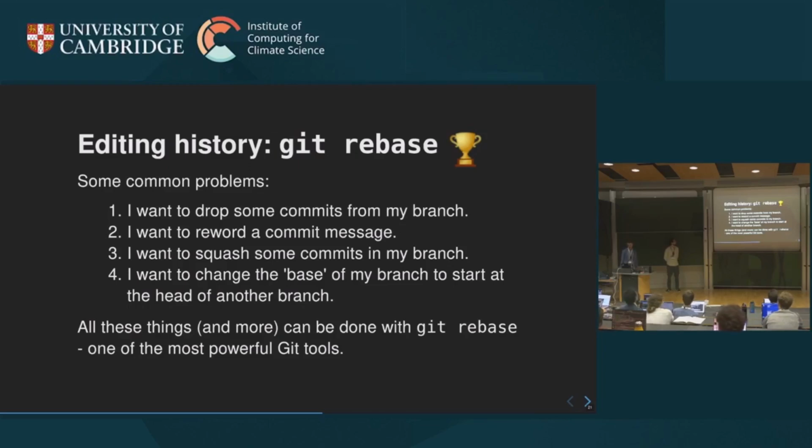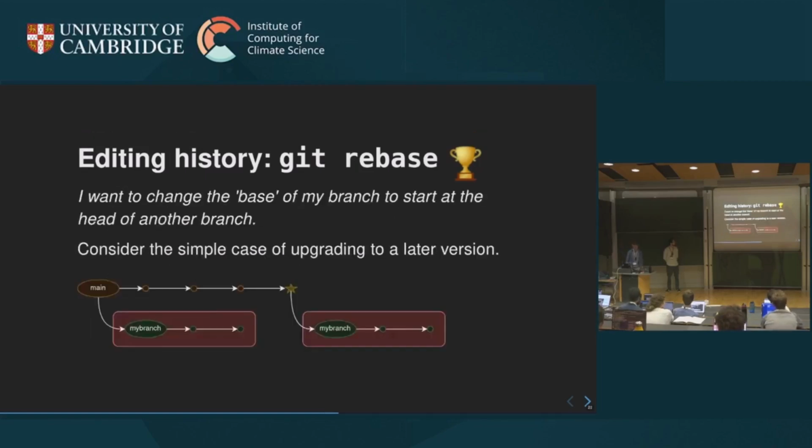Four is if you want to change the base of the branch to start at the head of another branch. I think we put in a diagram for this. This one is a little bit more conceptual. This is probably the simplest case you could consider, but it can apply in lots of other scenarios. Let's consider that you've got this main branch and you branch off of it onto my branch and you make a couple of changes. You committed a couple of things.